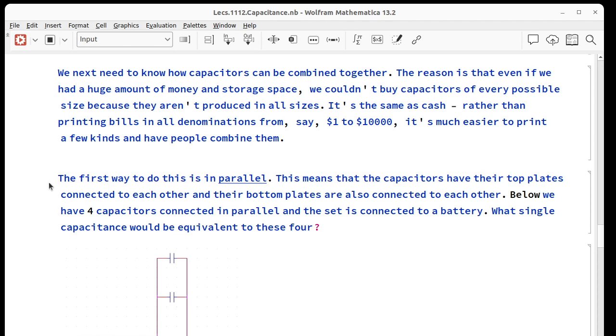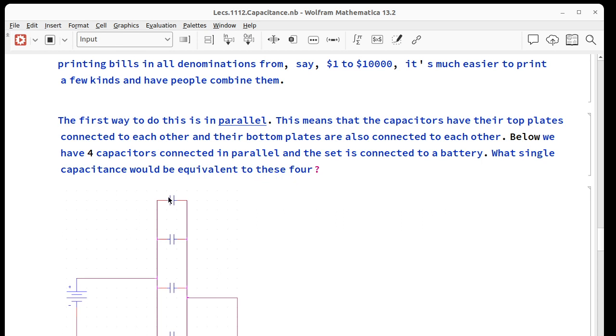The first way to combine these capacitors is in parallel. So here we can imagine all these capacitors, they are in parallel. The reason they are is because they all have the left plate connected to each other via this wire. So the top or left plates all share a connection, and their right plates all share a connection. We also have a battery connected to charge them up. We want to know what single capacitor would replace these four.